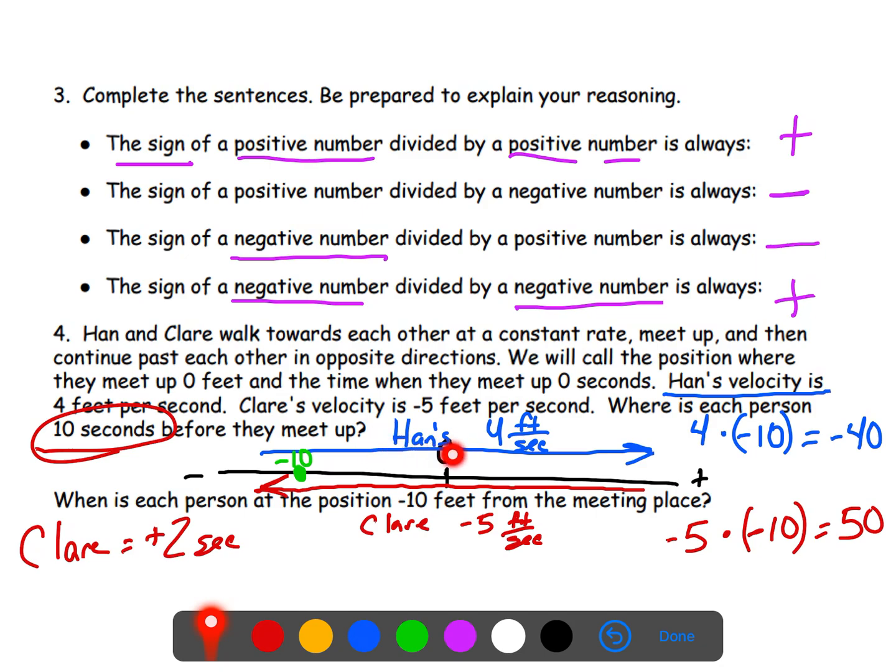He's 4 feet away from this meeting point. If we go another second, he's at 8 feet from the meeting point, negative 8 feet. And then we need another half of a second to get to negative 10. So Hans is going to be a negative time because it's before the meeting point, and it's going to be negative 2.5 seconds.